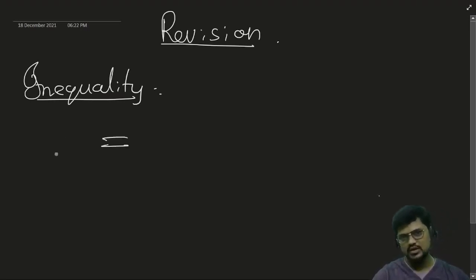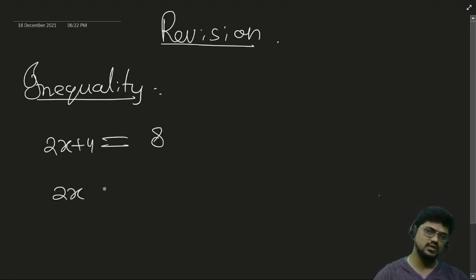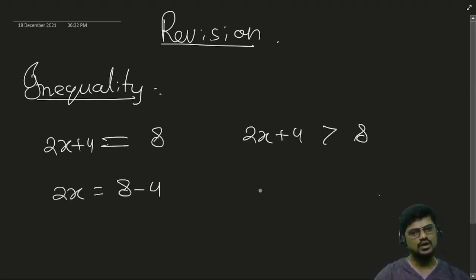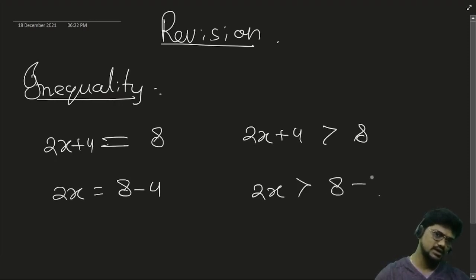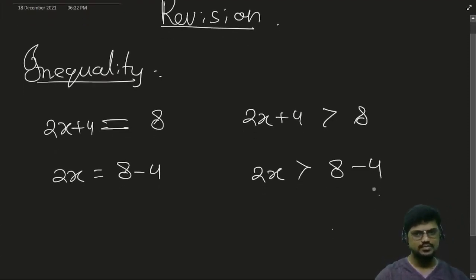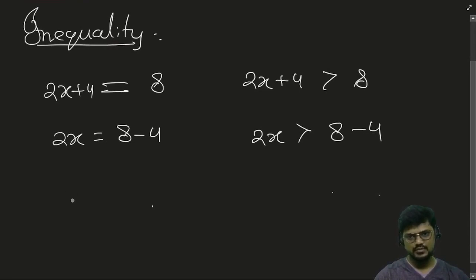If you have 2x plus 4 equals 8, what you do is 2x equals 8 minus 4, right? This is what you will do. Similarly, if it is 2x plus 4 is greater than 8, you can similarly do it as 2x is greater than 8 minus 4. But over here, 2x equals 8 minus 4, that is 4, right? Now, you can take this 2 in division and you'll get 2, right? Similarly, you'll get over here also.